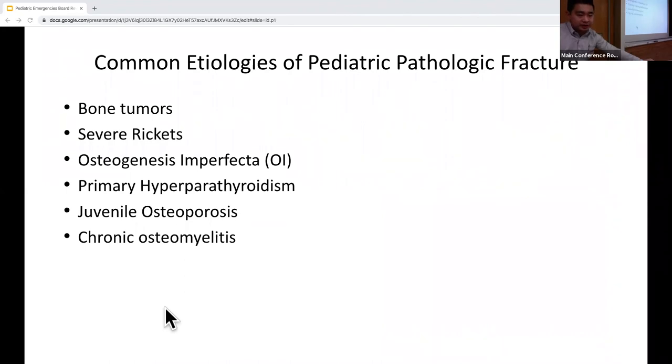Very common causes of pathological fracture: bone tumors, benign versus malignant; severe rickets, so vitamin D deficiency can cause it; OI can cause any sort of brittle bones; hyperparathyroidism, juvenile osteoporosis, or chronic osteomyelitis. So any sort of chronic disease can cause a pathological fracture.